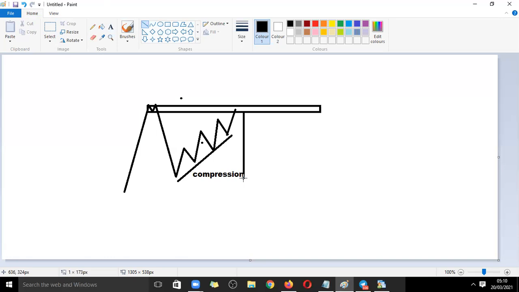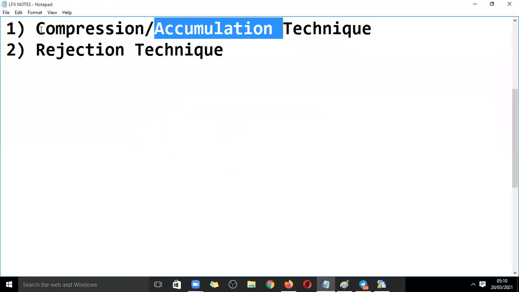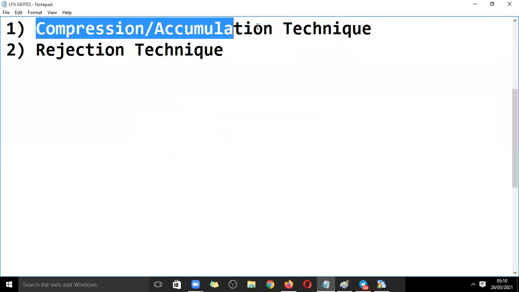It reverses after the compression. So basically that's the technique, the compression stroke accumulation technique. It's very simple, but very powerful. I'm just going to go through a few examples so that you guys can appreciate the beauty of this technique here.